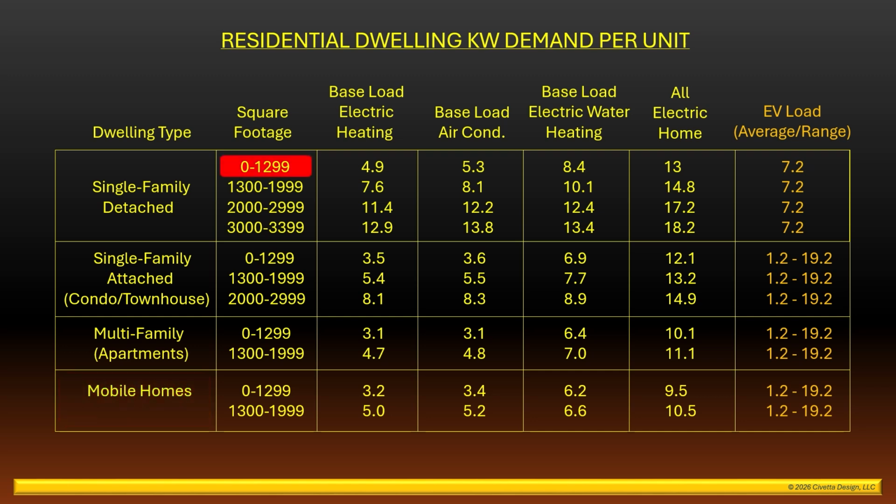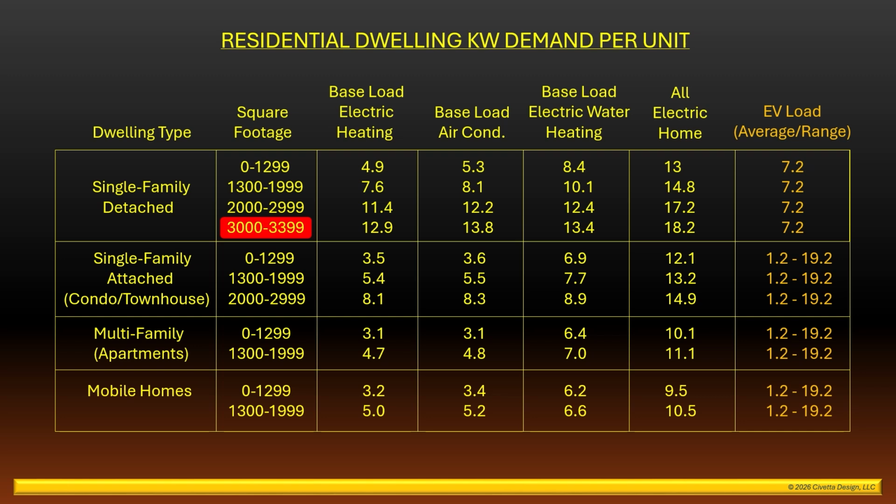The chart shows different size ranges for each type of dwelling. The smallest range shown is 0 to 1,299 square feet, and the largest, the 3,000 to 3,399 square foot category. Homes or dwellings that are larger than this are considered to be in the custom home category. We'll show how to deal with custom homes in just a moment.